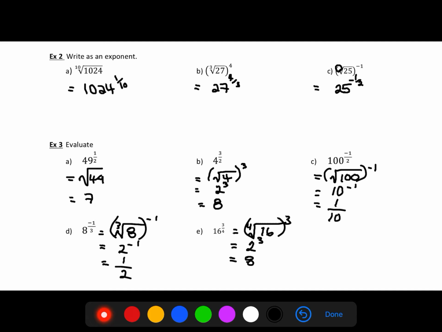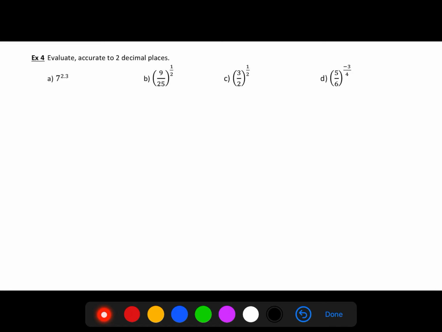So these questions, we want to make sure that we don't need to use a calculator, okay? And we want to show our steps, first of all, writing it as a radical and simplifying. Now, number 4, we do want to use our calculator because it's telling us accurate to 2 decimal places. And we're not going to be able to do a 2.3 as a radical, okay? So, putting into our calculators, 7 and our exponent button, and then 2.3 and equals, and we should get 87.85.